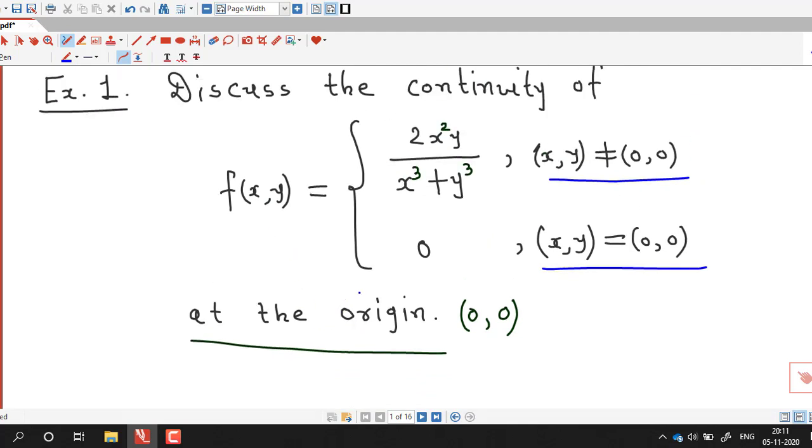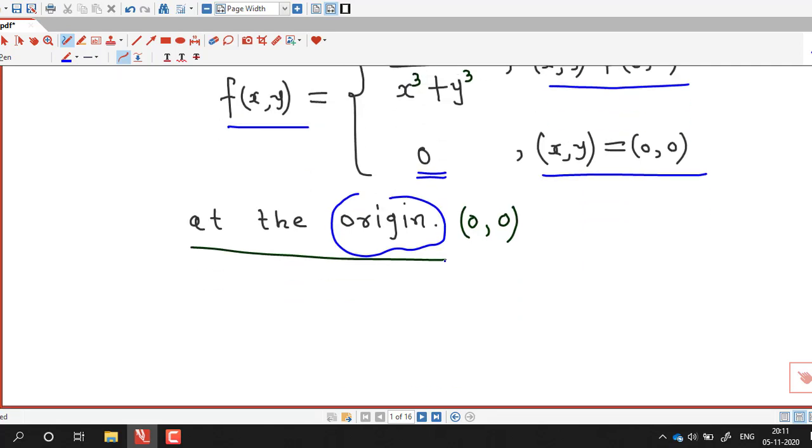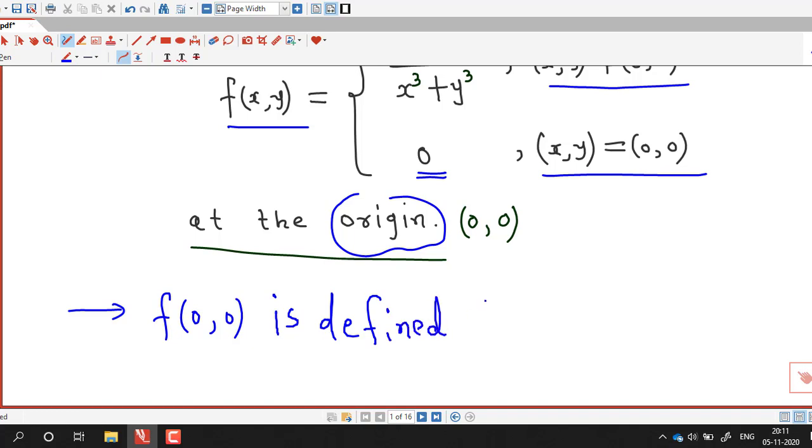So here the point at which we want to discuss continuity is origin. First we check whether function is defined at origin or not. From this given definition of function, we can see that value of function at origin is 0. So function is defined at origin. So first requirement is satisfied, f(0, 0) is defined, and value of function at (0, 0) is given to be 0.